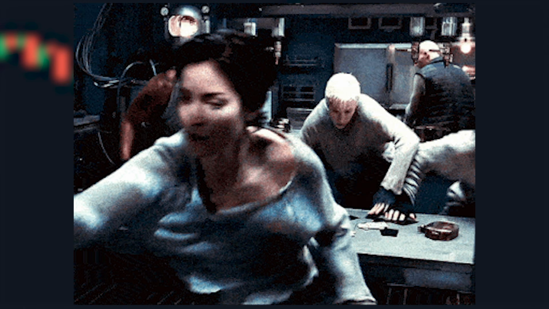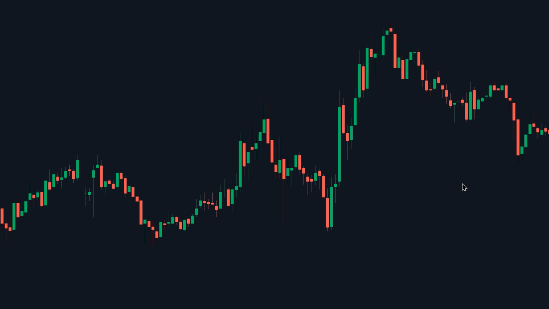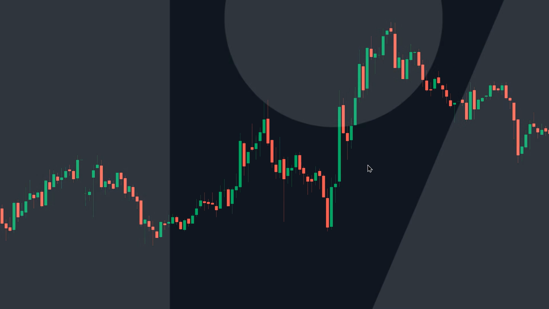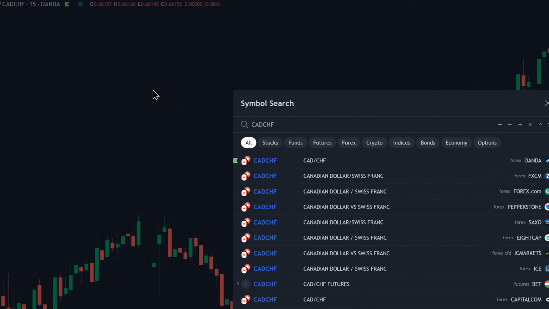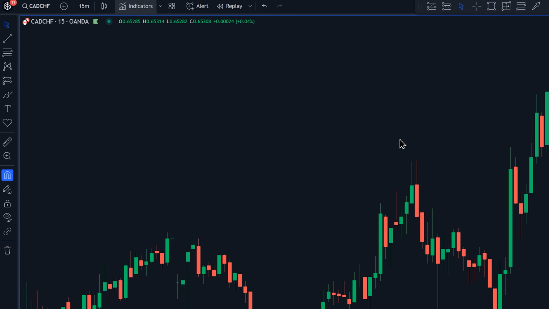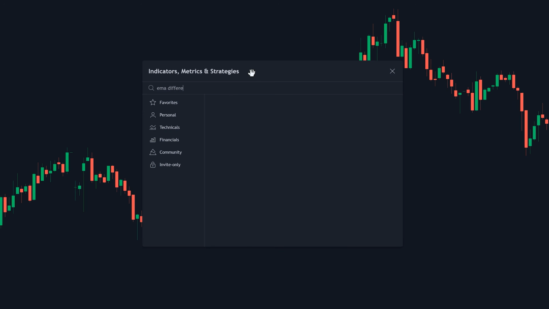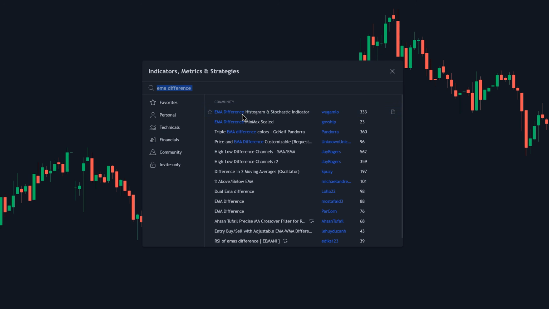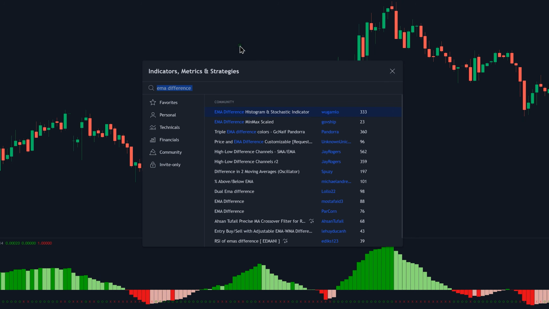Let's get into it. Now, to add this indicator to your chart, go to TradingView, and then here you want to load any trading security that you like in any time frame. Then open the indicator search tab and type in EMA Difference Histogram. You want to select this one by Wu Gamlo.